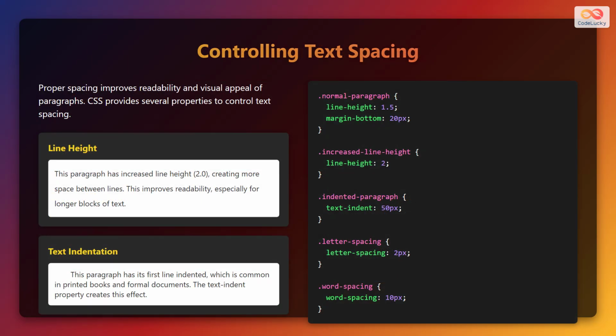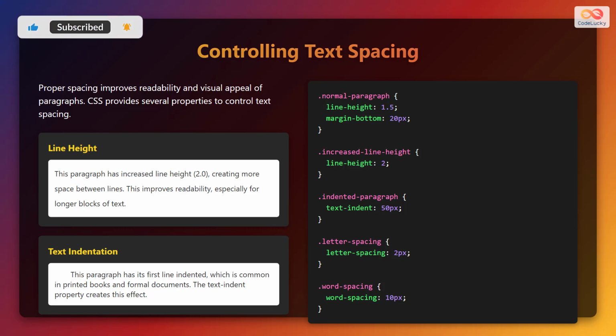Now let's talk about controlling text spacing. Proper spacing improves readability and visual appeal of paragraphs. CSS provides several properties to control text spacing. Line height increases space between lines. Text indentation indents the first line of the paragraph.